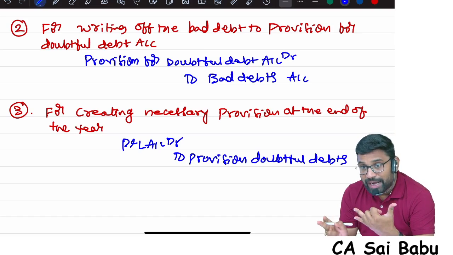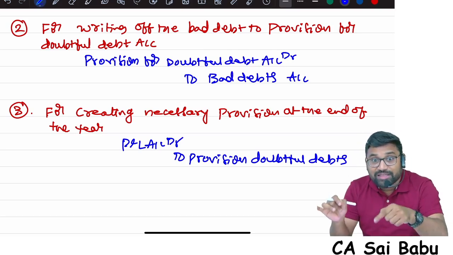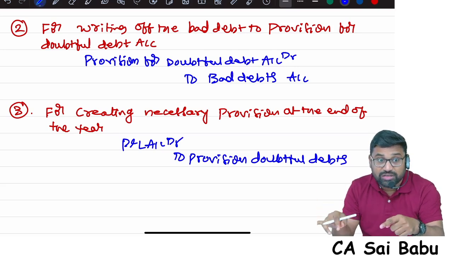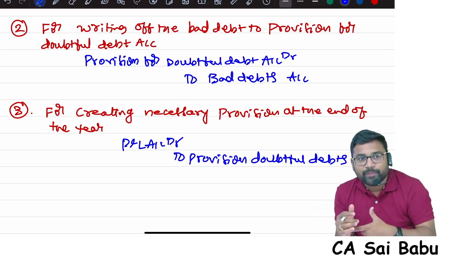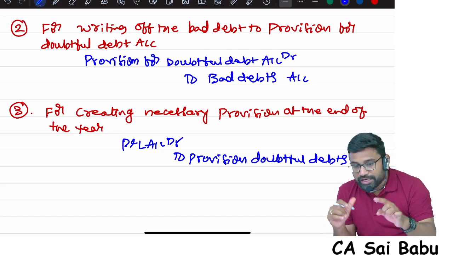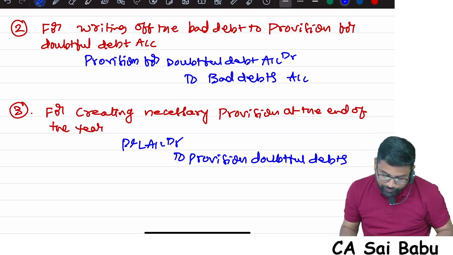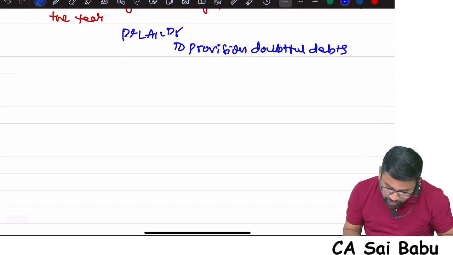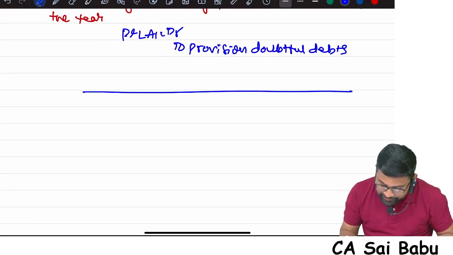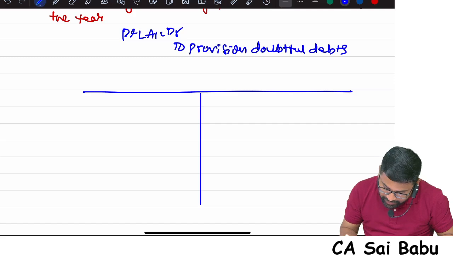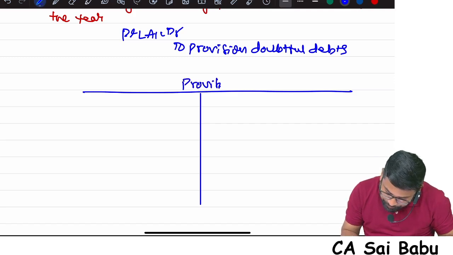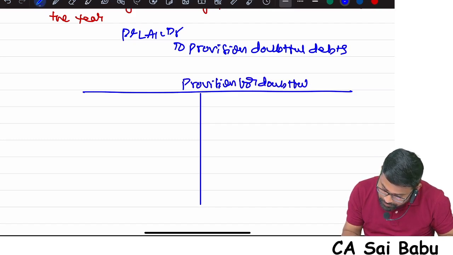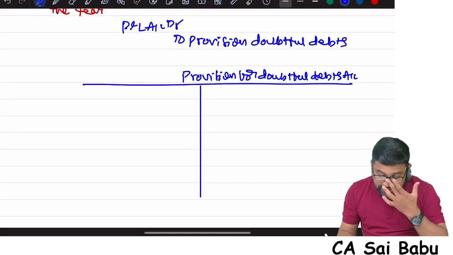Next, adjust bad debts against provision, what is the entry? Provision to bad debts. Now at the end of the day, you have to check whether the provision for doubtful debt is sufficient or not. Suppose if you want to create a provision, what is the entry? P&L to provision. That means, see here, if I prepare provision for doubtful debts account, everybody please listen to me carefully.